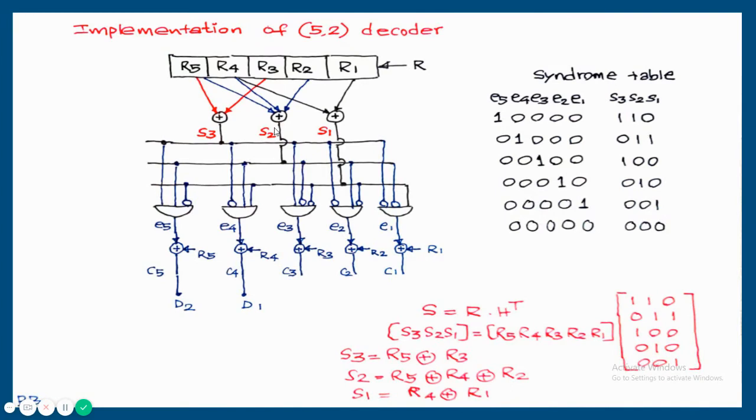From the syndrome, next step is to generate error pattern. For generating error pattern, we can use this decoding table. 5 AND gates are used for generating 5 bits error pattern. All these parallel wires are connected to S3, S2, S1. So this wire carrying S3 bit, second wire is carrying S2, third wire is carrying S1. The connection is based on this syndrome table. The first combination is here 1, 1, 0.